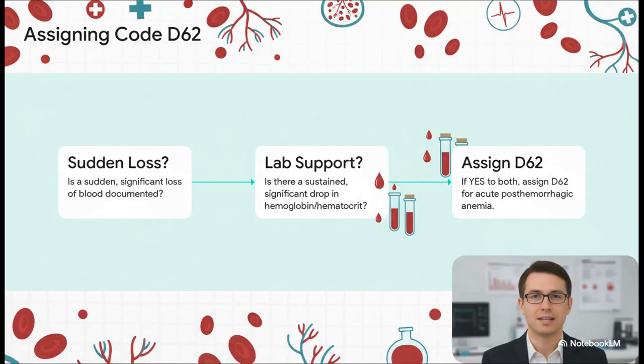So how do you justify that D62 code? Well, you need 2 solid pieces of evidence in the documentation. First, the doctor has to explicitly state there was a sudden, significant loss of blood. And second, the labs have to back it up. You need to see a clear, sustained, and significant drop in the patient's hemoglobin or hematocrit. If you've got both of those, then yes, you can confidently assign D62.